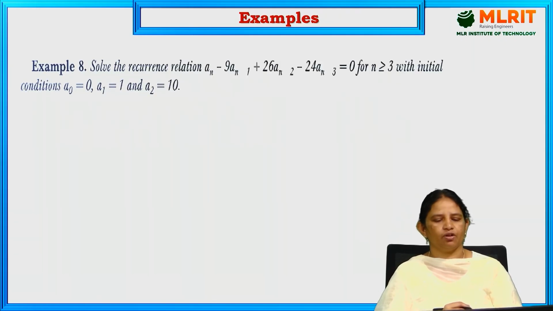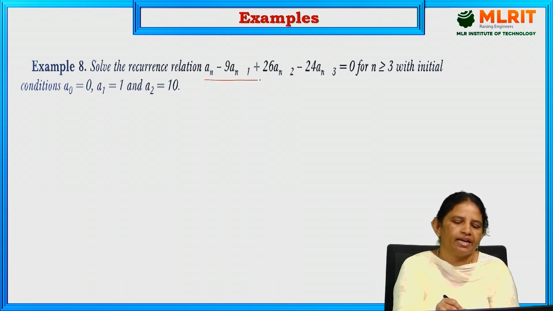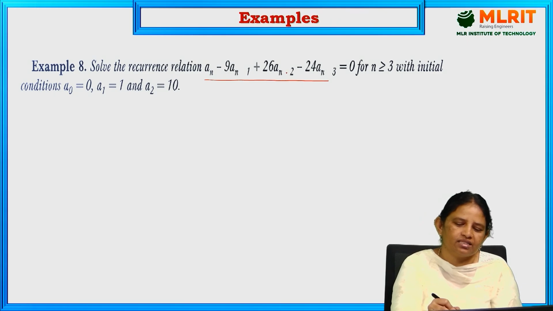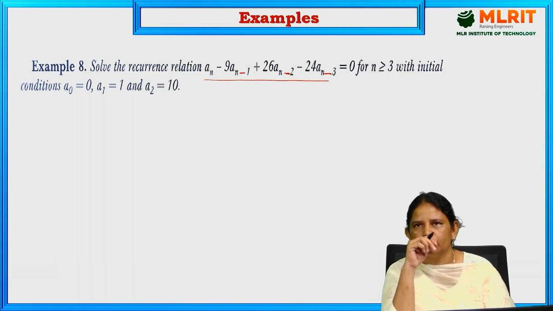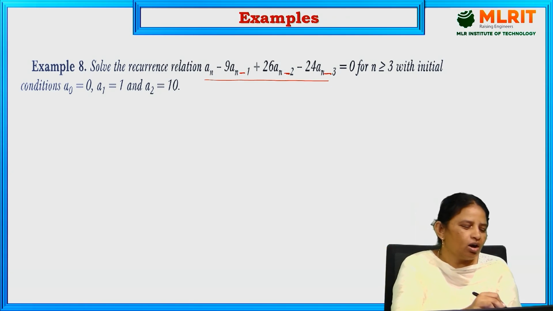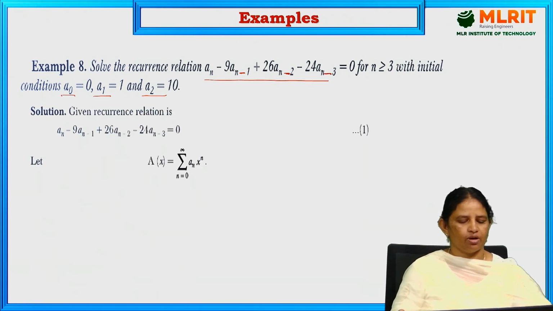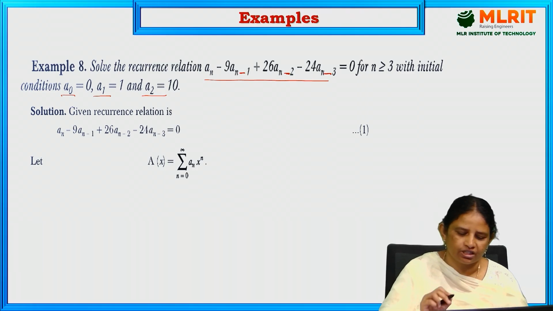So consider one more example. Solve the recurrence relation an minus 9an minus 1 plus 26an minus 2 minus 24an minus 3 equal to 0 for n greater than or equal to 3. And not only that, the initial conditions are given: a0 equal to 0, a1 equal to 1, a2 equal to 10. What is equation number 1? Whatever recurrence relation has been given, consider it equation number 1.